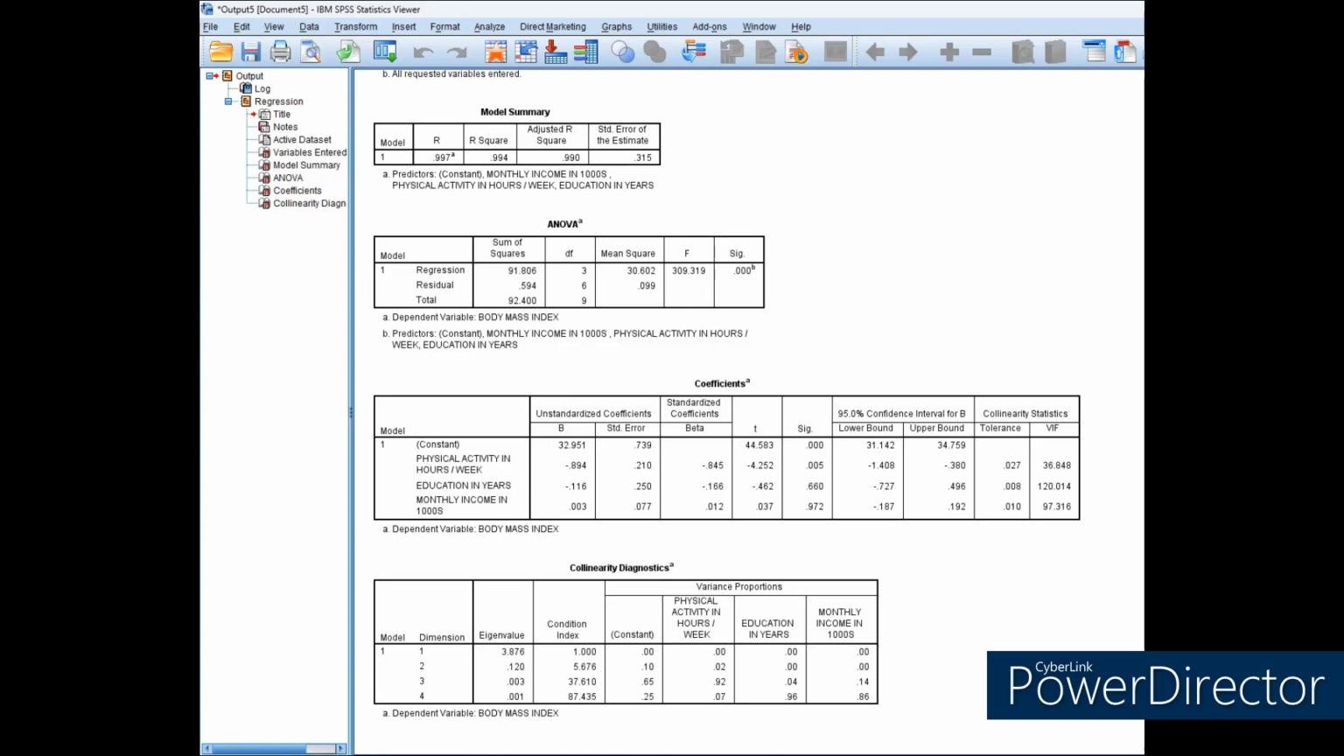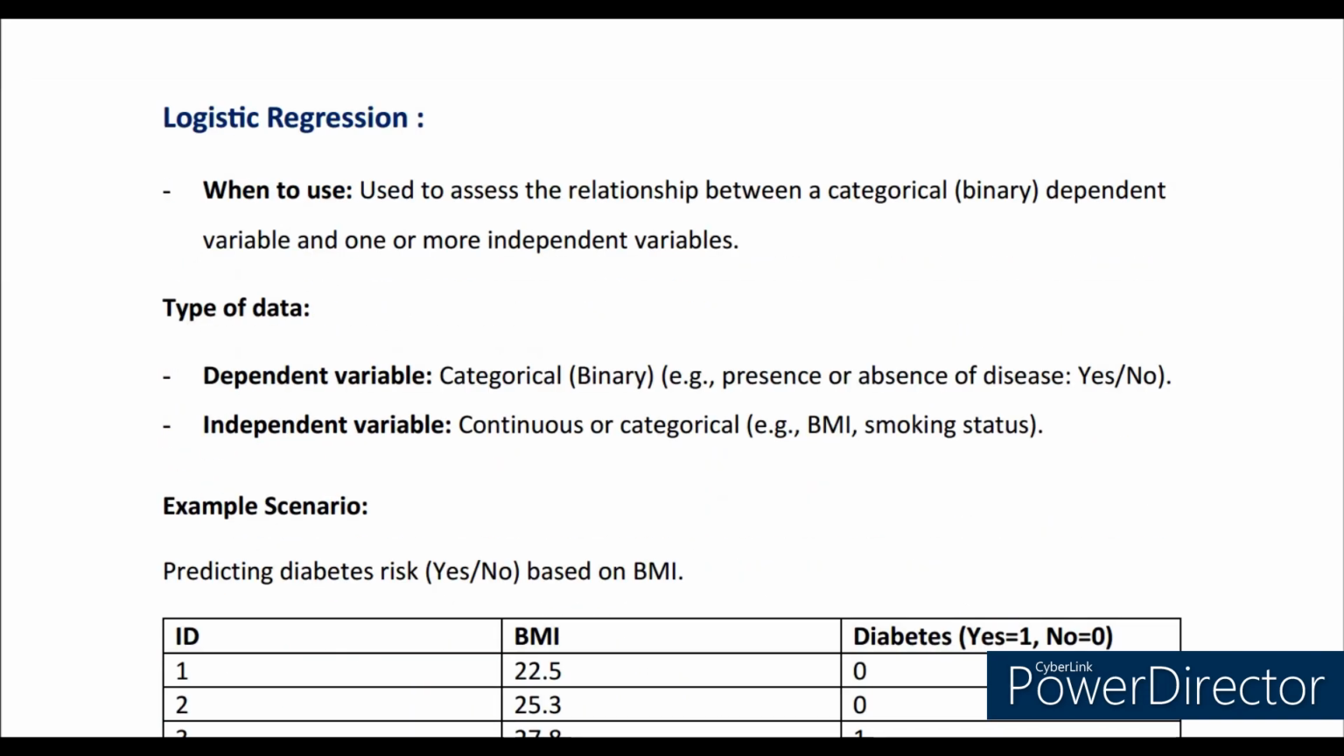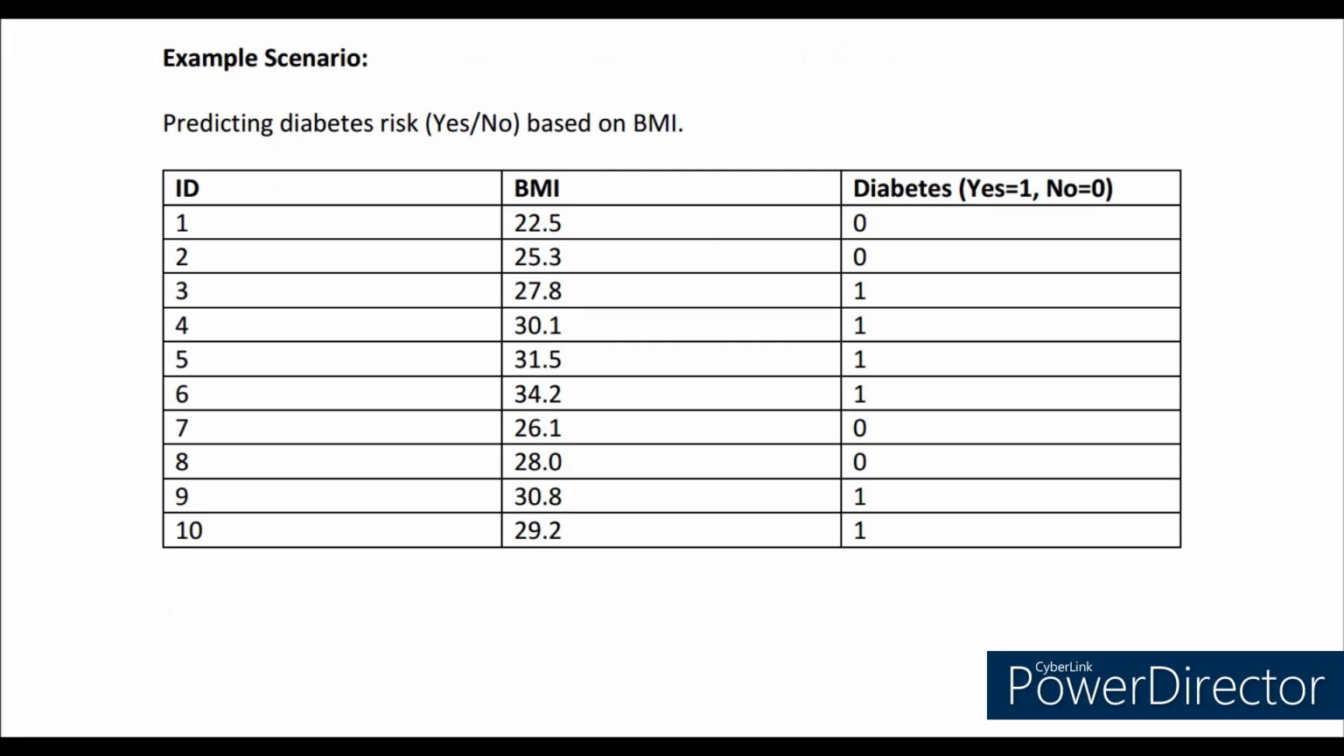And now coming to the next test, that is logistic regression. It is used to assess the relationship between a categorical binary dependent variable and one or more independent variables. A simple example, predicting diabetes risk, that is yes or no, that is binary categorical variable, okay, based on BMI, which is a continuous variable again.